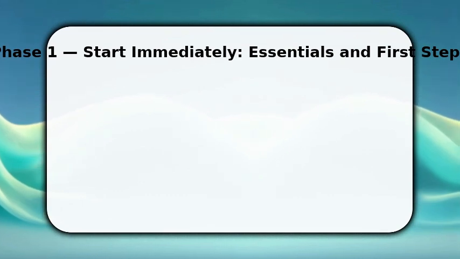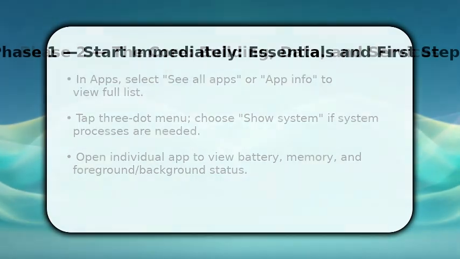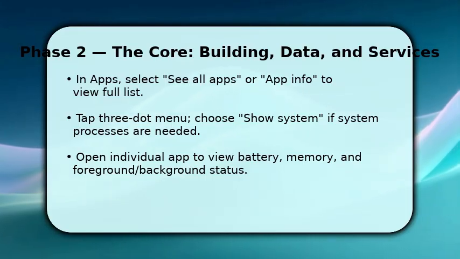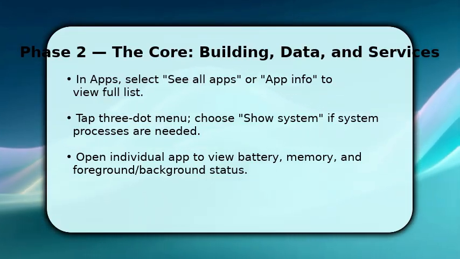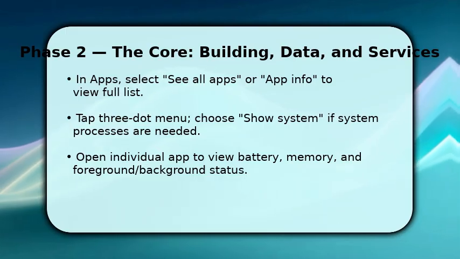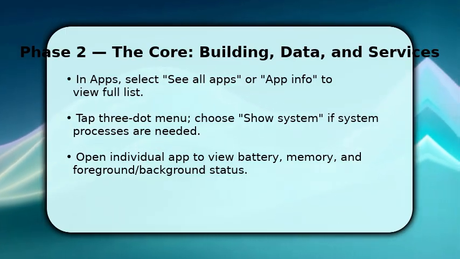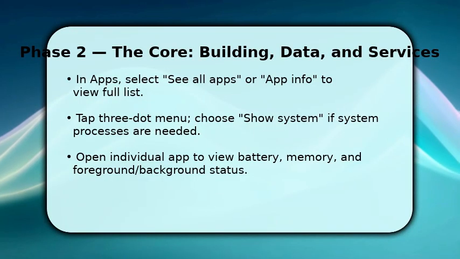Once in the Apps list, you'll choose See All Apps and scan for apps marked running or active. This shows what's using resources now. Make sure to enable Show System from the three-dot menu if you need system processes, otherwise focus on user apps.